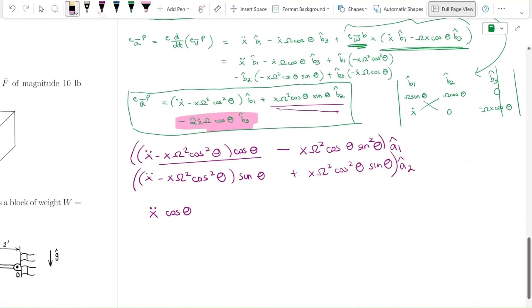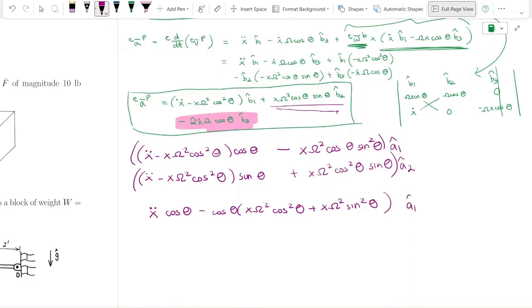So we can use factoring. So we can minus cosine theta x omega squared cosine squared theta plus x omega squared sine squared theta. Using trig identities, we know that cosine squared theta plus sine squared theta is equal to 1. Right, we can factor out the x omega squared and then this just becomes 1.